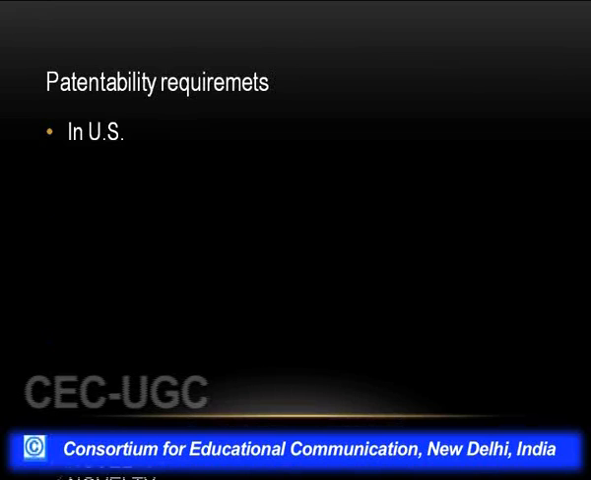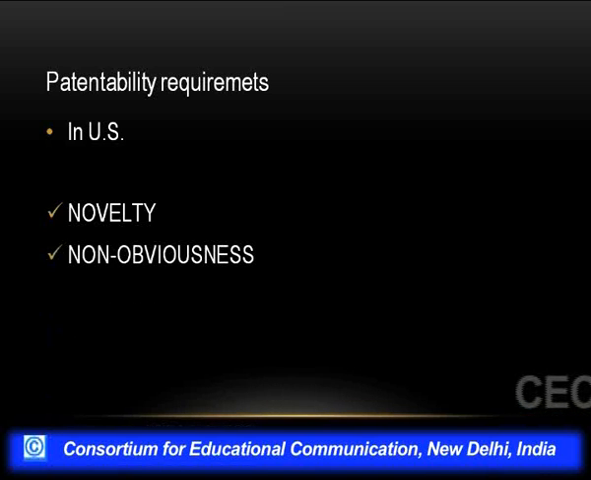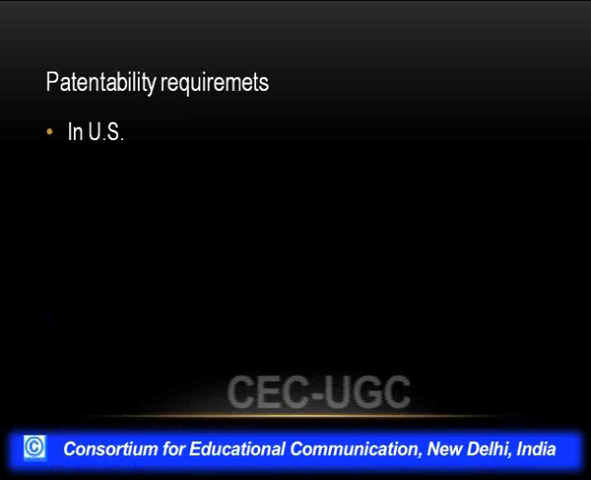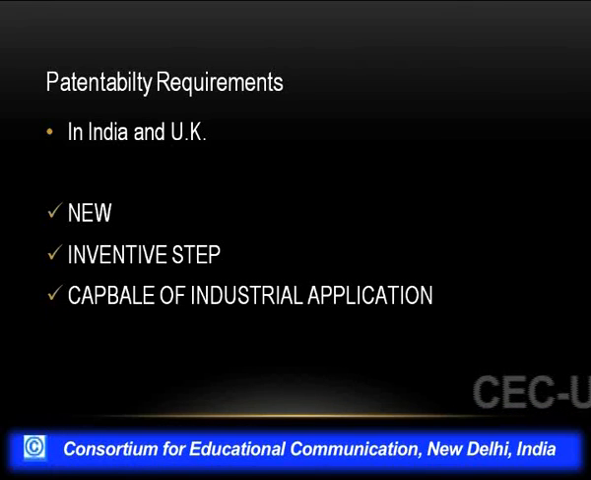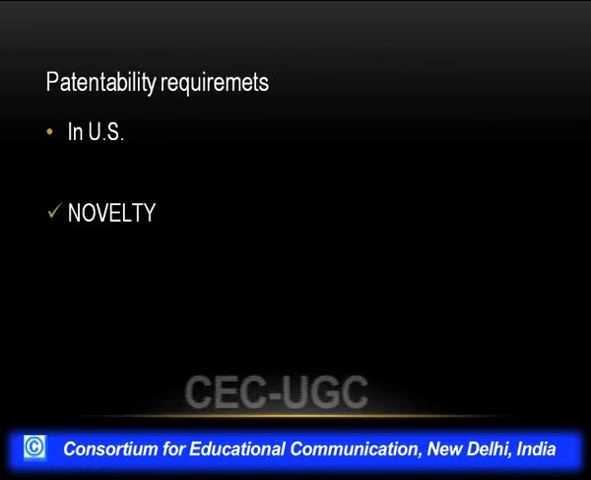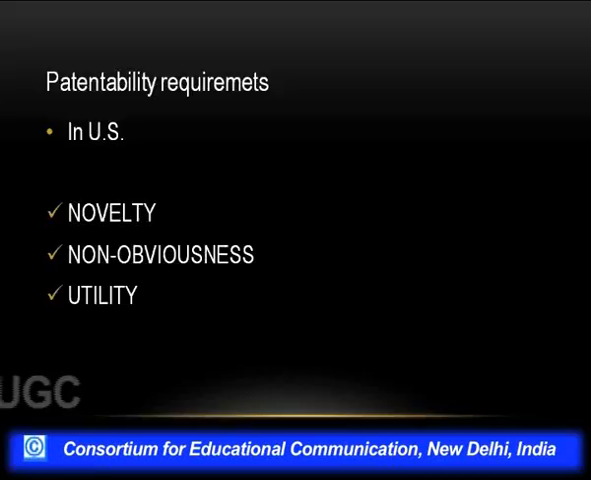If you see the next slide, in US, these qualifications are called novelty, non-obviousness and utility. If we jump to the previous slide, viewers, in India, these requirements are called new, inventive step, capable of industrial application. In US, they are called novelty, non-obviousness, utility. Friends, I would like to put across to all my viewers at this juncture that these requirements are same and similar. There lies only the terminological difference. There does not lie any other requirement.